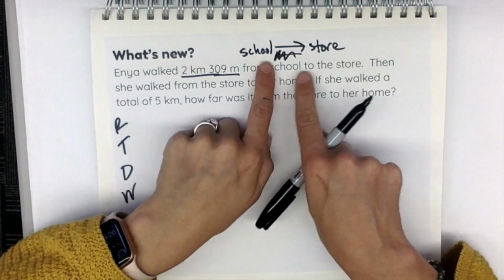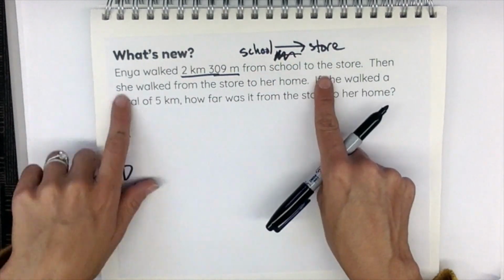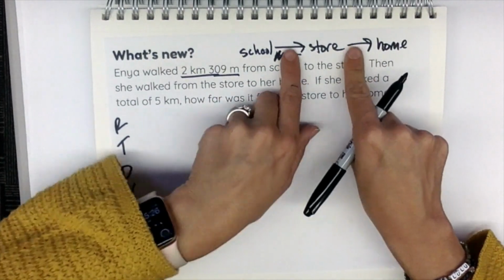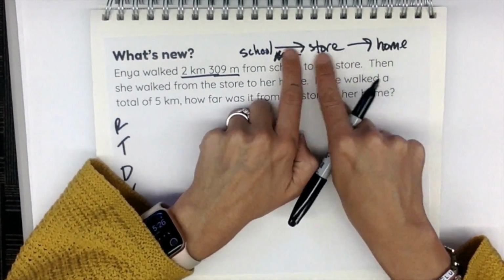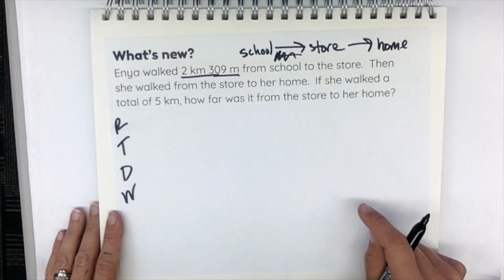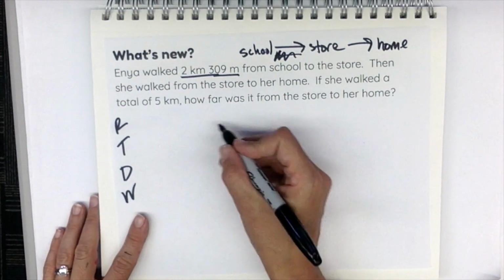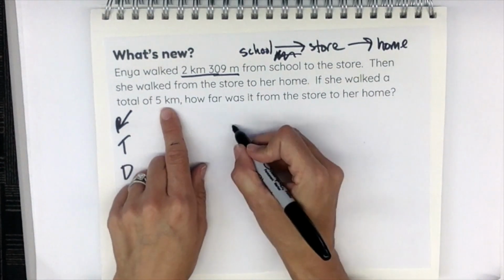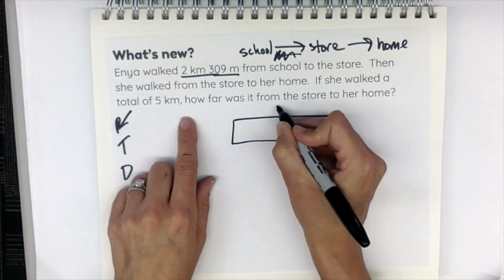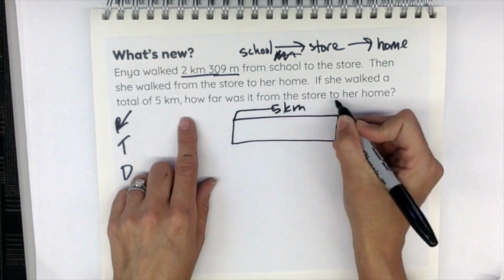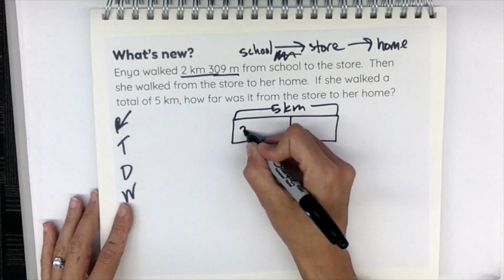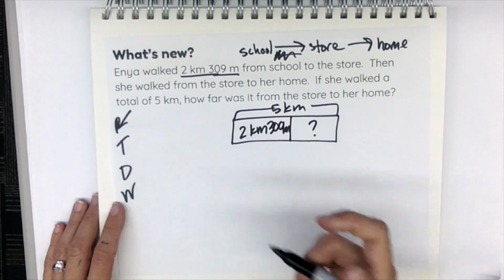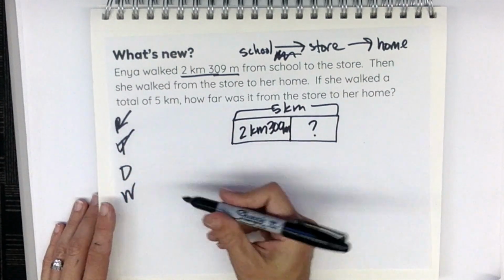Oh, I did my arrows wrong. So she walked from the school to the store. Then she walked from the store to her home. So these distances might not be the same amount because she wasn't going back and forth. So we read and we're thinking about it. I think it's going to be subtraction because we know the total. We know the total is 5 kilometers, but we know one part of this is 2 km, 309 m. We don't know this part. So we drew a model, and let's do an equation.